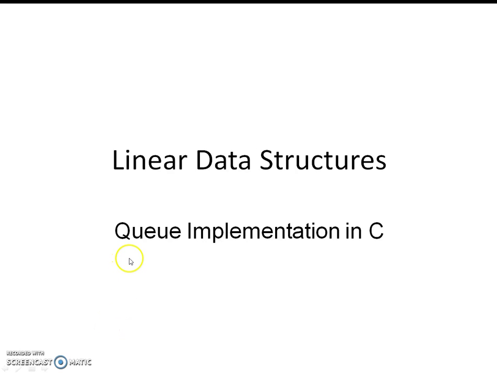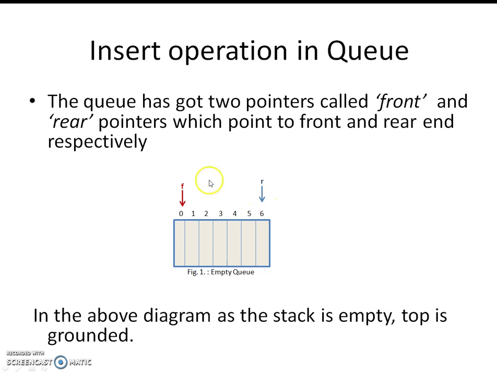In this video, we are going to see the implementation of queue in C language. So to start with, we will see the insertion operation. As you can remember, the queue has got two ends, the front end and the rear end. So insertion is always done from the rear end and deletion is always done from the front end.